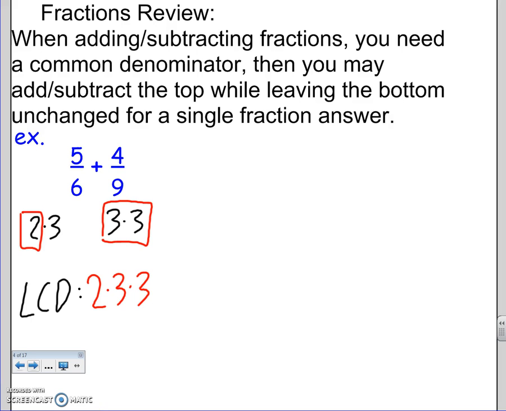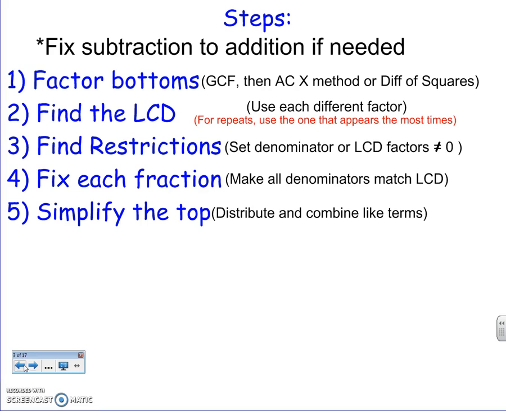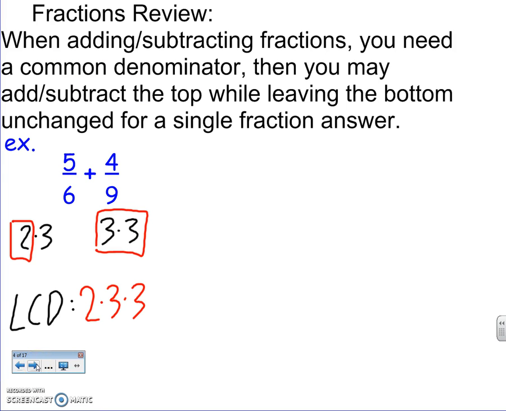So step 1 was factor, step 2 is find the LCD. There are no restrictions because there are just numbers, so there are no letters in the LCD. If there are letters or variables on the bottom, the denominator, then you have to find restrictions.